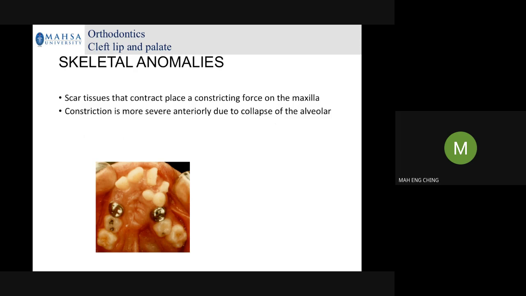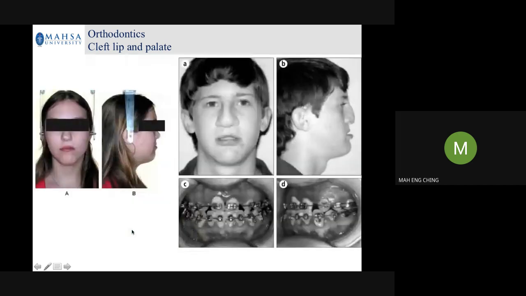Scar tissue contracts and places a constricting force on the maxilla. Yes, scar tissue will hold everything. Constriction is more severe anteriorly due to the collapse of the alveolus. A lot of the time the cleft is here, then you repair here, so constriction is more in the anterior. If you repair the posterior, then the posterior will constrict. It depends on how bad the cleft is. Okay, you see the tendency of Class III.